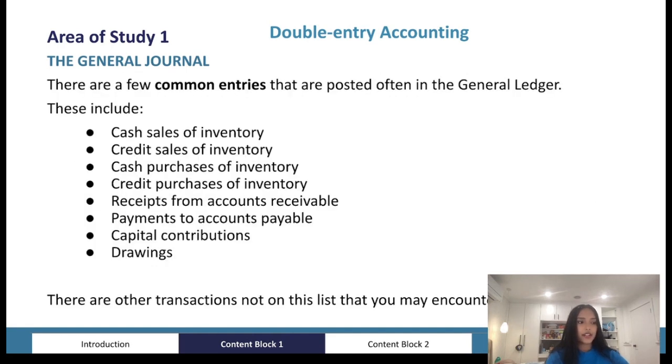Here are some entries that you're more likely to come across in the general journal questions: cash sales, cash purchases, credit purchases, receipts from accounts receivable, payments to accounts payable, capital contributions, and drawings. There are still other transactions not on this list that you will need to learn about later in the accounting course, but for now, just focus on these transactions.